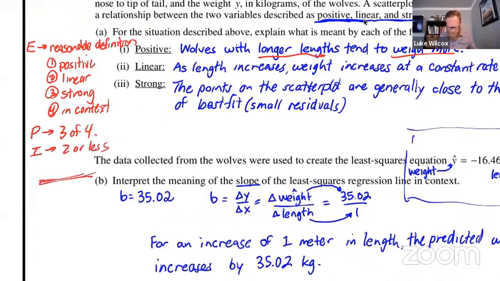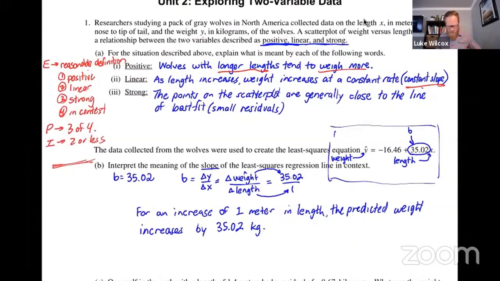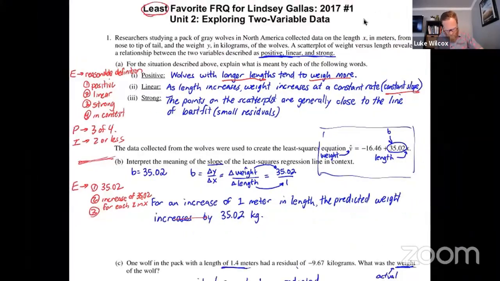Okay, let's move on to part B, and let's talk about the rubric for grading part B. In order to get an essentially correct here, there are 3 components that are necessary to get full credit. The first of which is to correctly identify the slope, 35.02. The second is to talk about how there is an increase of 35.02 for each increase of 1 in X, which is really sort of word for word what we said. We said increase, we said 1 meter in X, and then 35.02 in Y.